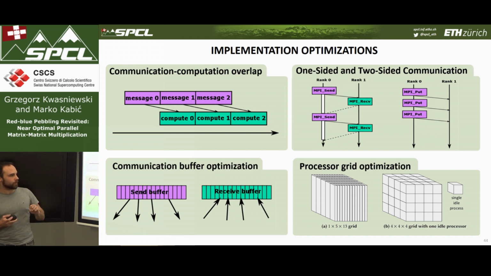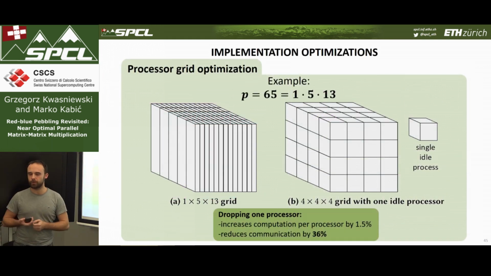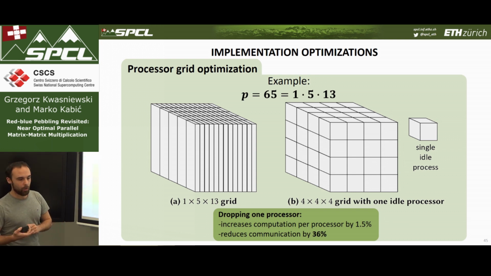So, what is this processor grid optimization? Now, if the number of ranks we have is difficult to decompose, for example, we have here in this example 65 ranks, which is 5 times 13, then to use all the resources, we will end up with this really communication suboptimal grid to the left, which really increases the communication.